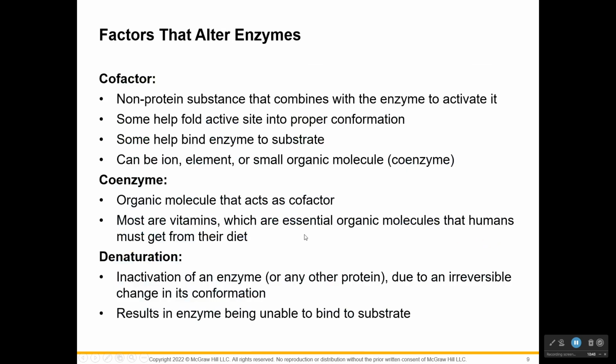There are some things that alter enzymes. There's cofactors, coenzymes, and those are molecules that either help the enzyme function and make its shape, specifically the active site shape, work for that metabolic pathway. You can put little X's by this. I'm not going to test you on cofactor or coenzyme, but denaturation is when you inactivate the enzyme, and you can do this to other proteins besides enzymes. And how do you do that? You change its shape. So denaturation changes the shape.